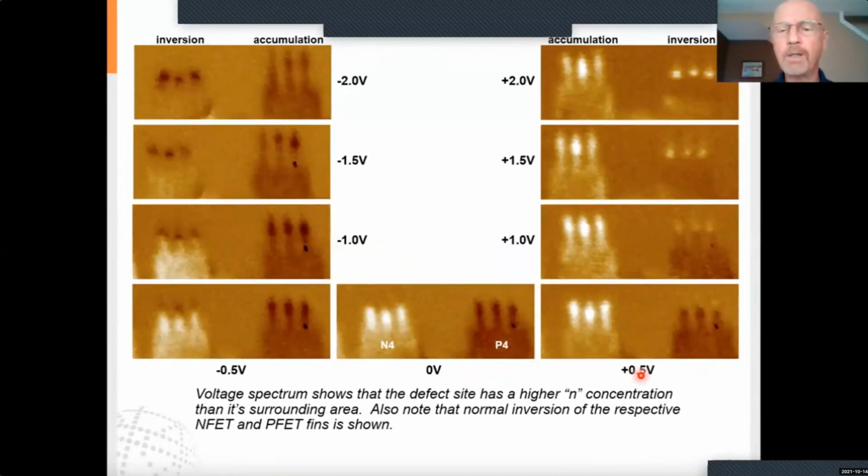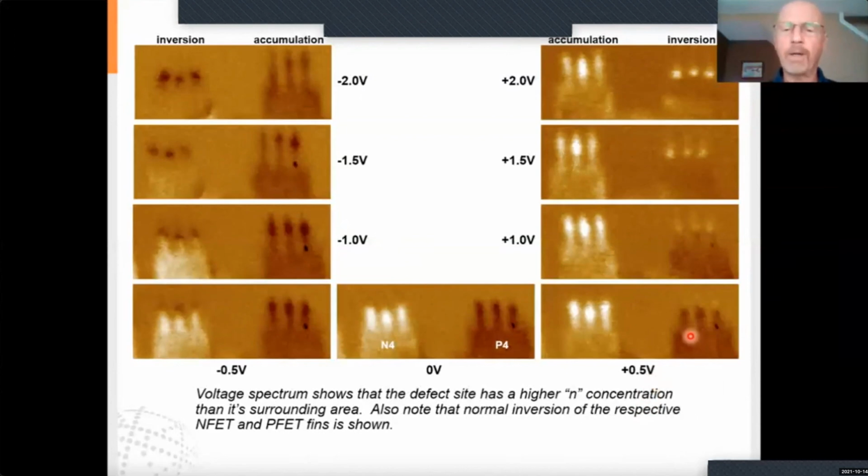And now when we take it to successively higher voltages, what we see is the area around the defect site is disappearing, but that defect site is still slightly visible. And that tells us essentially that the dopant concentration there was slightly higher, leading to a leakage path in that device, which caused the device to be inoperative. Well, I mean, it was functionally okay, but it leaked. It was a sub-threshold leakage.